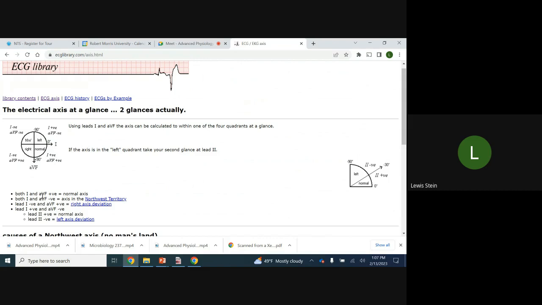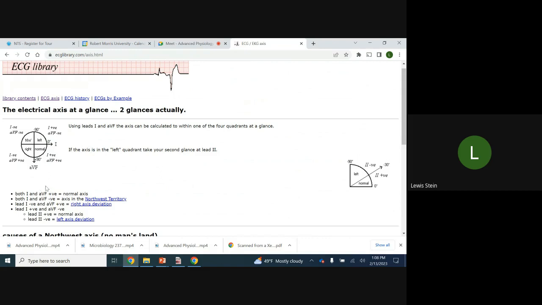Effectively, what you're doing is creating a series of triangles. You're only looking at three leads at any one time. And when we begin to look at the R wave, which is the spike that points up, the direction it points is important depending on what lead it is, based on the triangles it's creating. So if we see both one and AVF are positive, that means it's normal. Okay. And there are other things it could be.